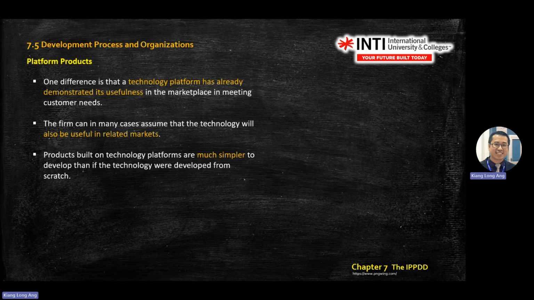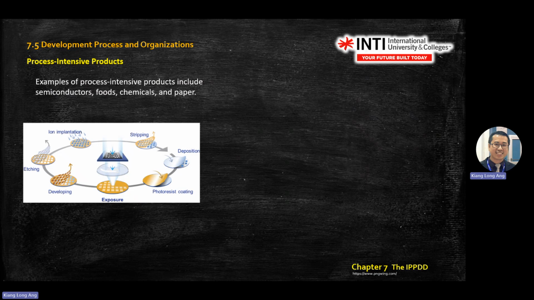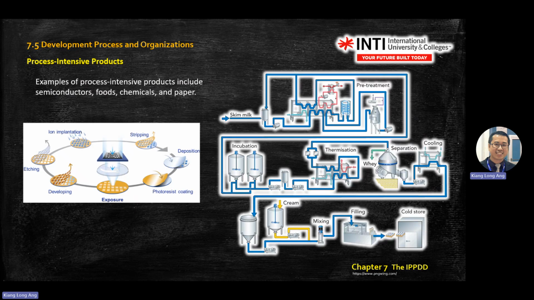This is process intensive products. Process intensive products will be like semicon, food, chemical, paper, and all this. It means that you have very tight control of your process. You control your temperature, you control your moisture, food especially. So they are process intensive products.